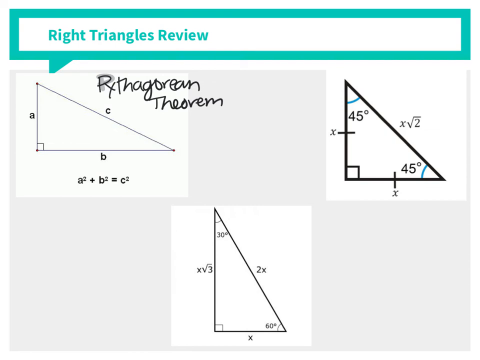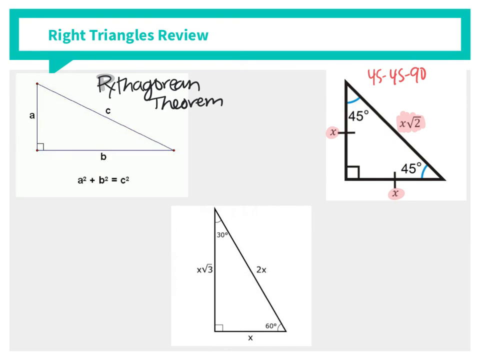Then we have our two special right triangles. We have our 45, 45, 90, and I have given you those relationships again. We have x and x because those are going to be exactly the same. And then we have x square root of 2, and we can use these special relationships to solve for missing lengths in a 45, 45, 90.